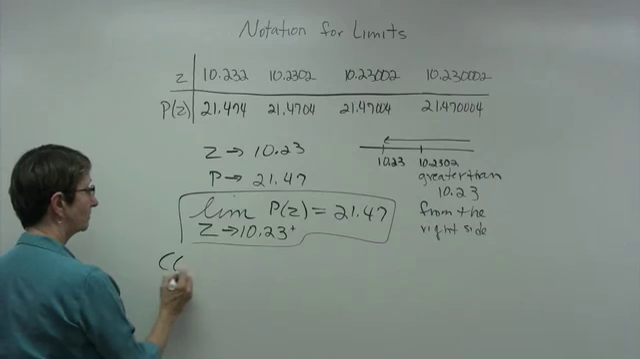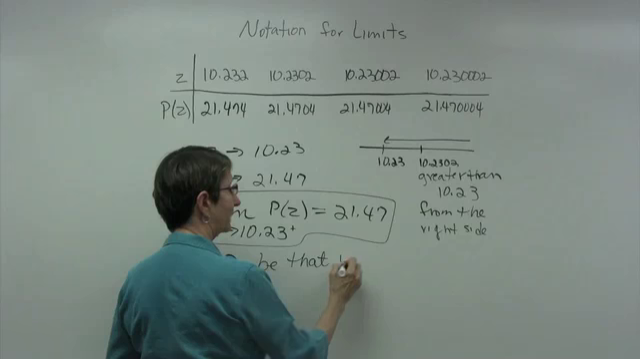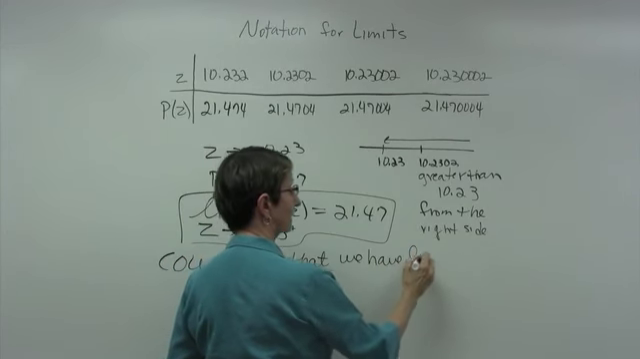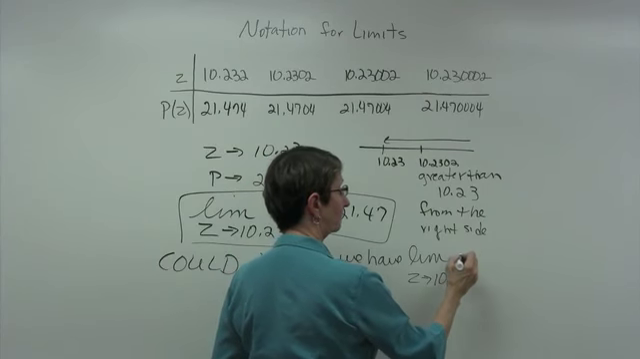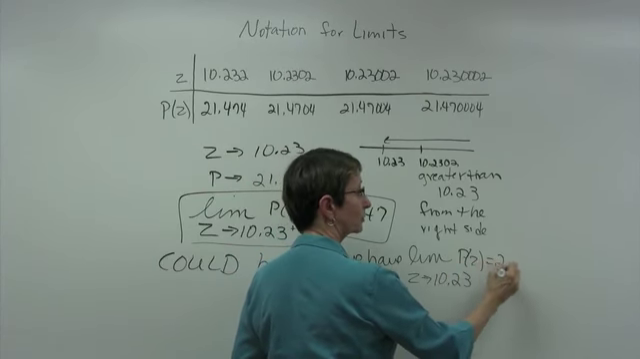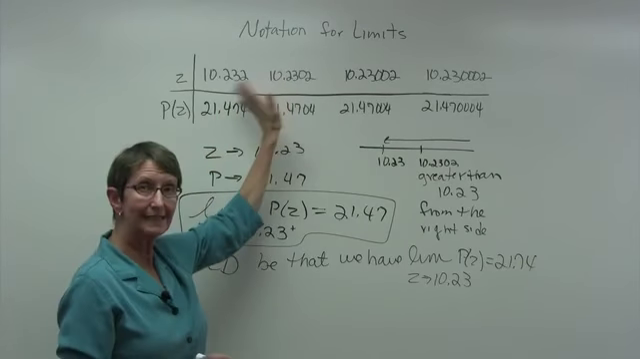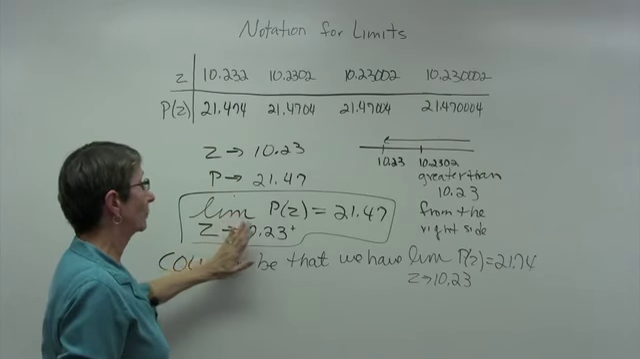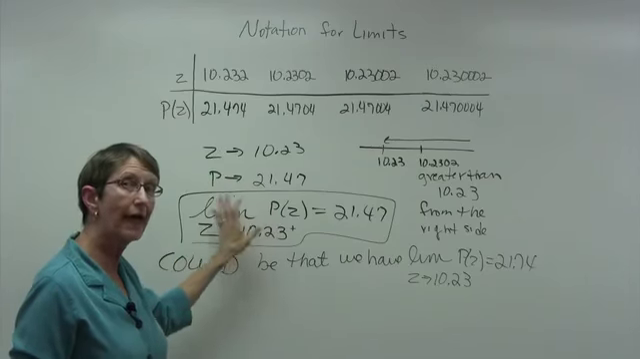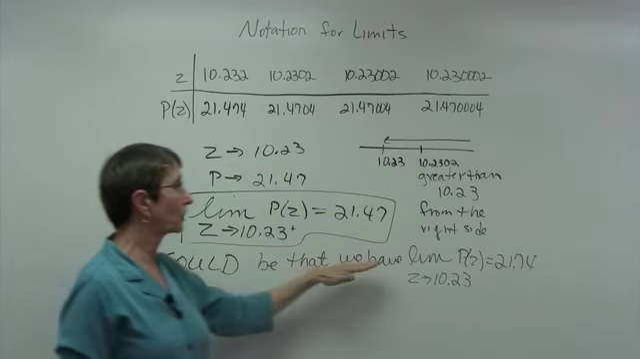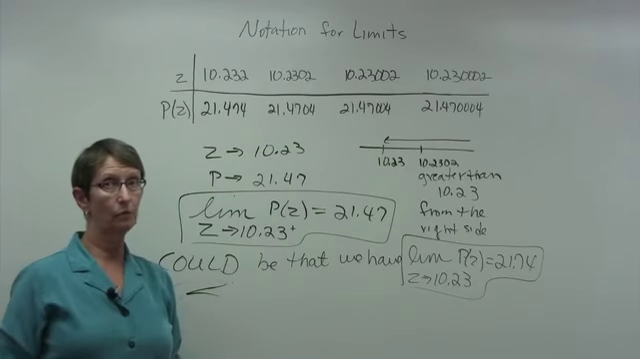So it could be that we have the limit as z approaches 10.23 of p of z equal to 21.74. That could be true. We can't see the left-hand side. We can't say we know the limit as z approaches 10.23 on the left. We don't know that, but it could be true. So we can say that we could have that limit right there.